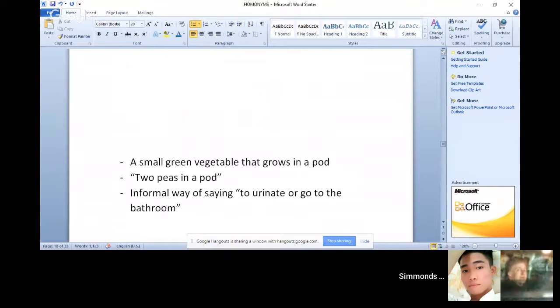And then, yes, the other way is an informal way of saying to urinate or to go to the bathroom. So I thought that one would be fun because, well, some things are important to say. And when we talk about the green vegetable, what we're going to be talking about is normally in plural form. But I wanted to put it in the singular form just so it'd be a little more confusing, challenging. Okay.